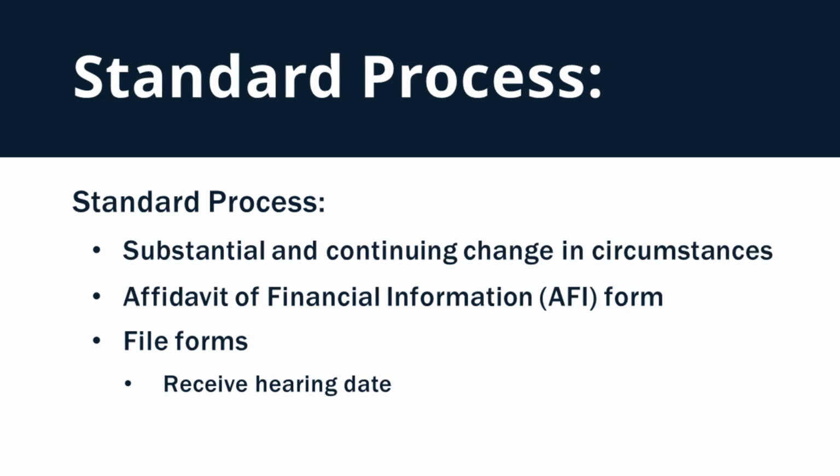For the standard process, you must describe a substantial and continuing change in circumstances on your petition. Examples might include a change in job, a change in income, a new child from another relationship, or a child under the order has reached age 18 and is no longer in high school, but you still have a minor child on the order. Also, both parties must complete an Affidavit of Financial Information form and attach pay stubs and tax returns. Finally, once you file your forms, you'll immediately get a hearing date.